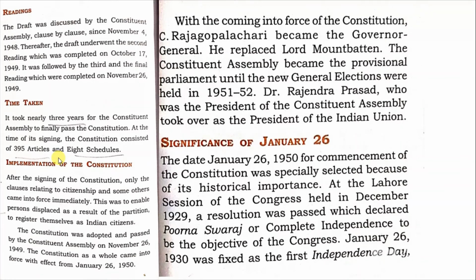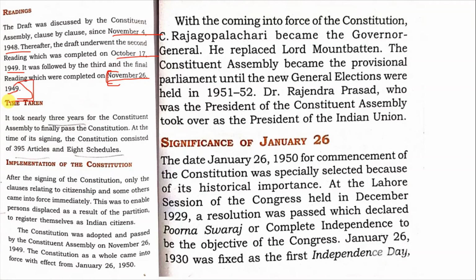The draft was discussed by the Constituent Assembly clause by clause since November 4, 1948. Thereafter, the draft underwent the second reading, which was completed on October 17, 1949. It was followed by the third and the final reading, which was completed by November 26, 1949. So this November 26, 1949 is very, very important. Okay. Which I am underlining that is important, but it is not very, very important. Very, very important are those ones which I am putting a bracket around.